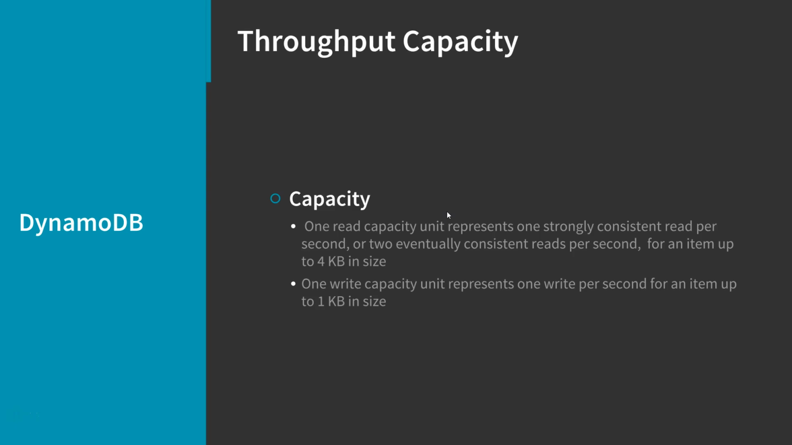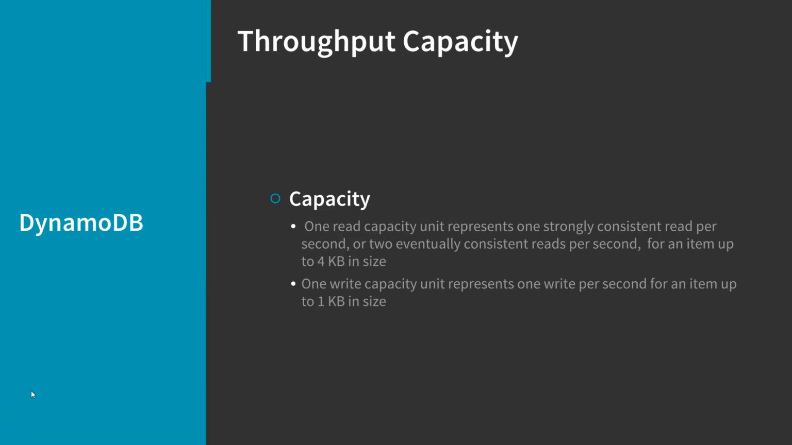One write capacity unit represents one write per second for an item up to 1 kilobyte in size. If you need to write an item that's larger than 1 kilobyte, once again, DynamoDB will need to consume additional write capacity units. The total number of write capacity units depends on the item size.